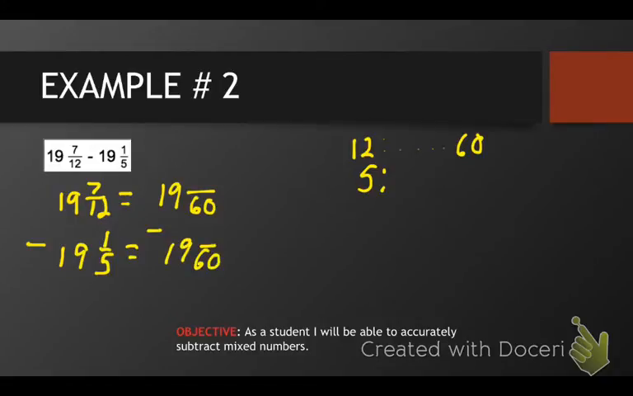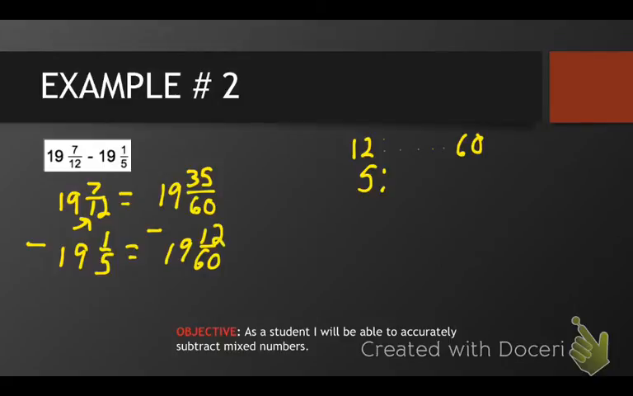Now the question is, how does 12 become 60? Well, you multiply by 5. 5 times 7 is 35. Okay. Next one. How does 5 become 60? Well, that one you're multiplying by 12. You need to do the same thing to the numerator, which is 1. 1 times 12 is 12.